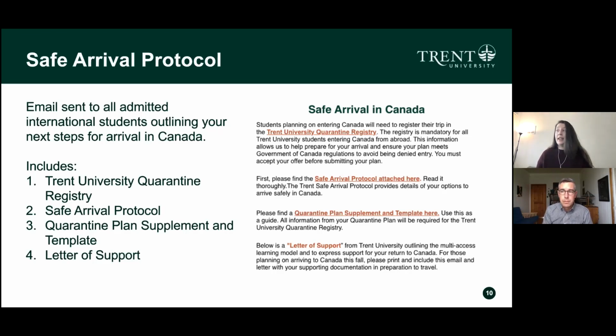So the email looked a little something like this. It includes the Trent University quarantine registry, where you will upload your final quarantine plan, and the safe arrival protocol, which is essentially the protocol by Trent University that also outlines the requirements of the Canadian government and what you need to do to arrive safely in Canada. It also includes a quarantine plan supplement and a template. So if you're wondering what to include in your actual quarantine plan, this will help guide you in making your own. And lastly, attached to the email is a letter of support from Trent University, just stating that we will have a mixed delivery model, and we support students to either return or enter Canada for their studies.